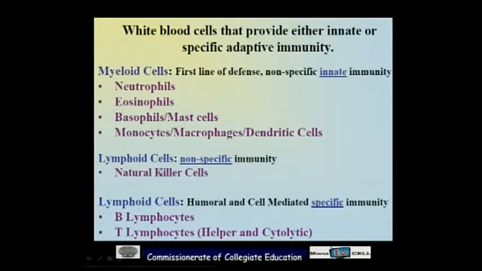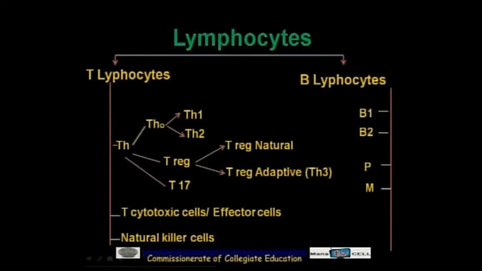Whereas among the lymphoid cells, the natural killer cells are also involved in non-specific immunity, meaning these are intermediate between innate immunity as well as acquired immunity. Next, the lymphoid cells like T cells and B cells are involved in humoral immunity as well as cell-mediated immunity.